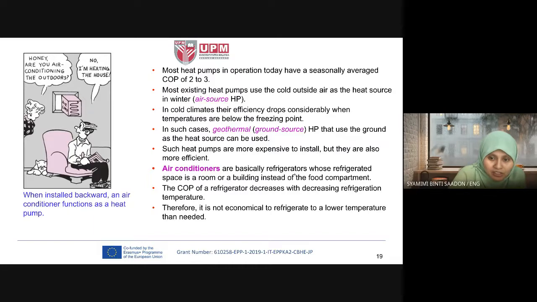An air conditioner is basically a refrigerator whose refrigerated space is a room or building instead of the food compartment. So the aircon also has the same function as a refrigerator, except that the space here is not the food compartment, the freezer just now, but the room or building that we want to cool.